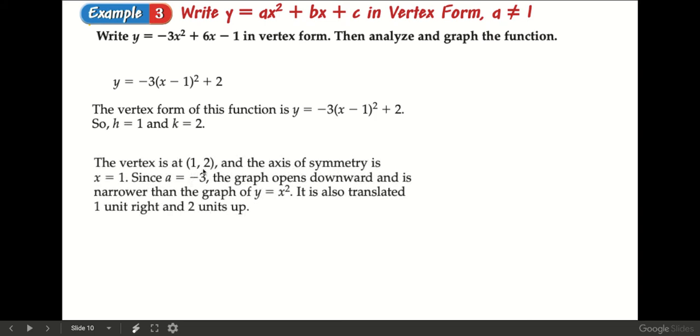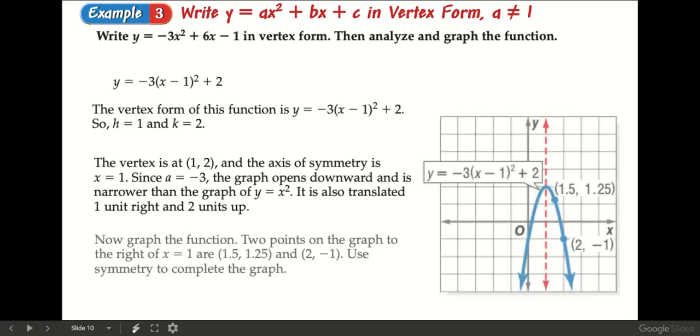So if the vertex is located at 1, 2, that means the axis of symmetry is at the vertical line x equals 1. And since my a value is negative 3, I know it's going to open down because it's negative. And the fact that it's a number larger than 1, right, the absolute value is larger than 1, that means it's going to get narrower. So it's going to point down. It's going to be narrower than the normal parabola for y equals x squared. So again, it's also going to be translated 1 unit to the right and 2 units up. So this is what my parabola will look like.